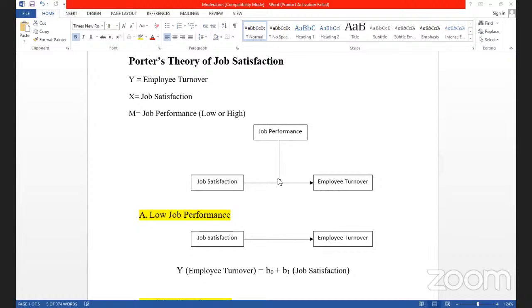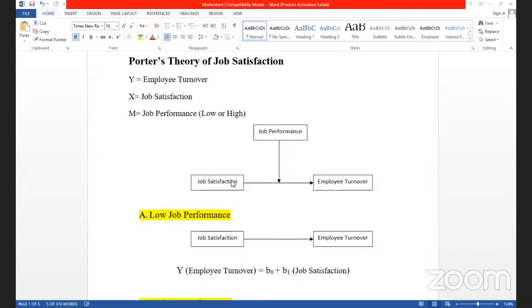the people who have high job satisfaction, their employee turnover is less, and the people who are not satisfied, their employee turnover is high. For high job satisfaction, employee turnover is low. It means a reciprocal relationship between job satisfaction and employee turnover. Employee turnover high means less job satisfaction. Employee turnover low means high job satisfaction.